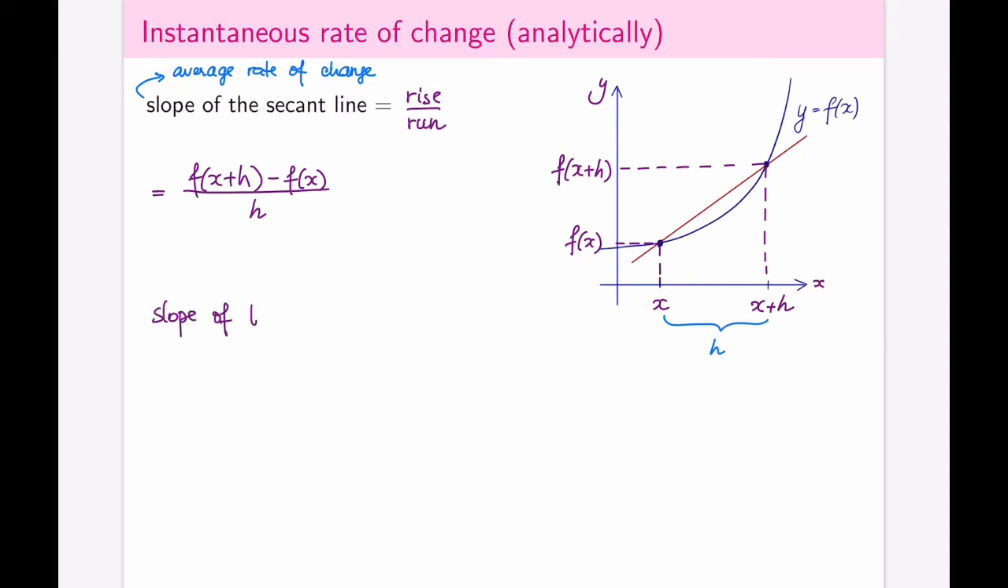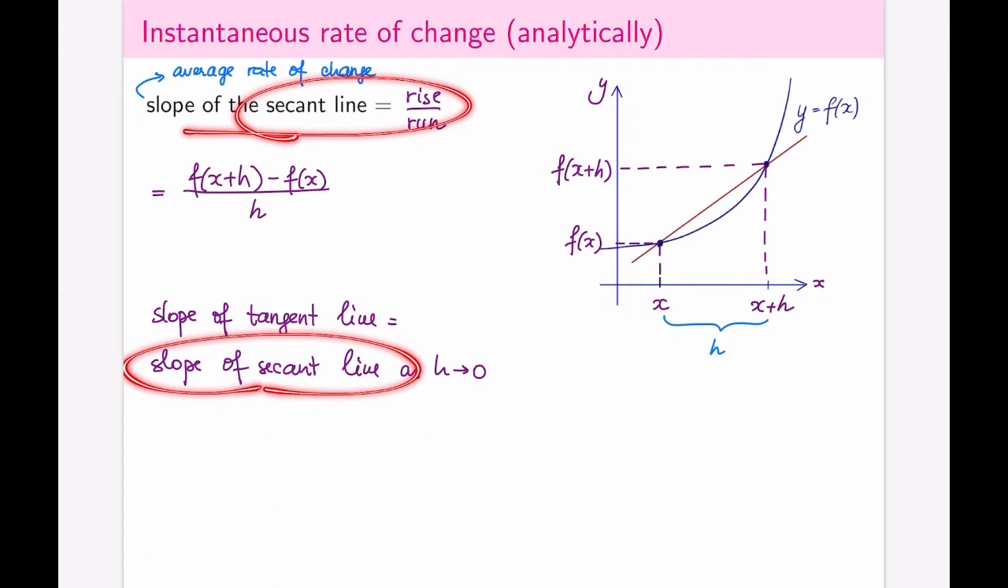So overall, the slope of my tangent line will be equal to the slope of the secant line as this distance h between my 2 points goes towards 0. As these 2 points become infinitely close to each other, my red line will turn from secant into a tangent.